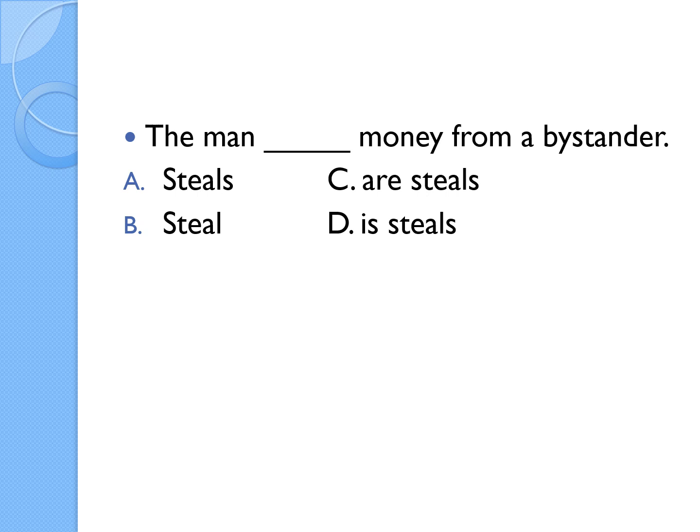So the correct answer, to complete the predicate blank money from a bystander, should be steals, letter A. The man steals money from a bystander. If the subject were plural, the men, we would change our verb. It is now steal. The men steal money from a bystander. So we change our verb depending on the number of our subjects, whether it's singular or plural.